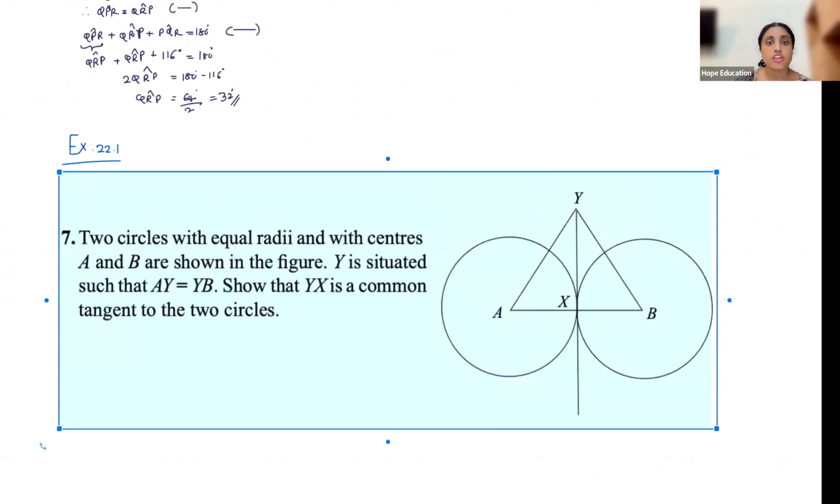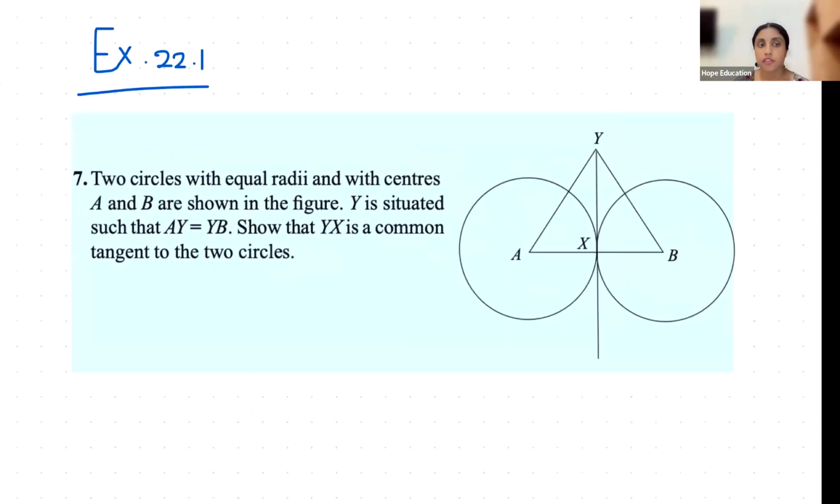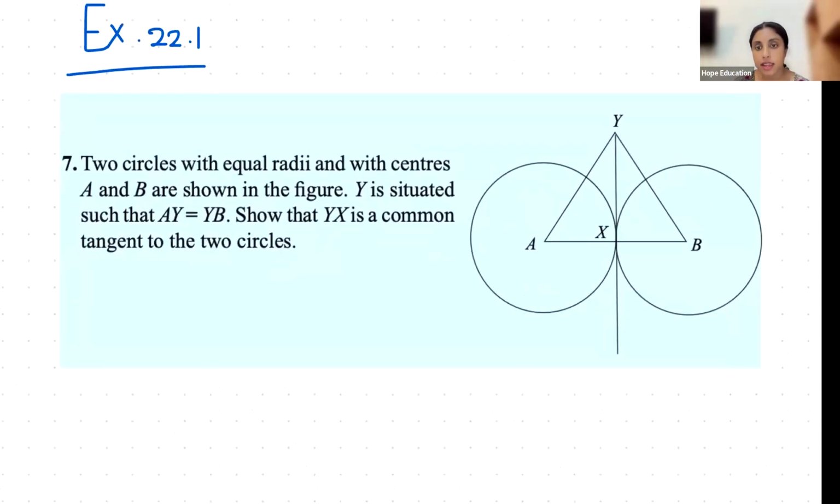Two circles with equal radii and with centers A and B. Now, if you take this circle, its center is A. If you take this circle, its center is B. Y is situated such that AY equals YB. So AY is equal to YB. Show that YX is a common tangent to these two circles. How do you find this?